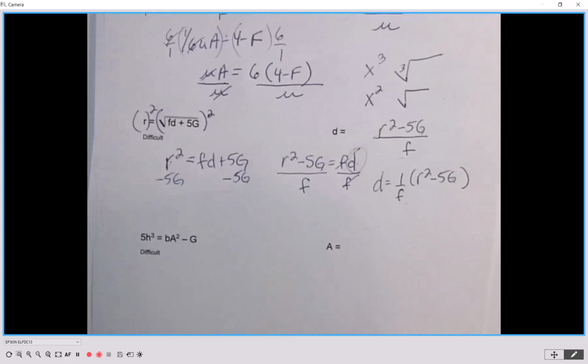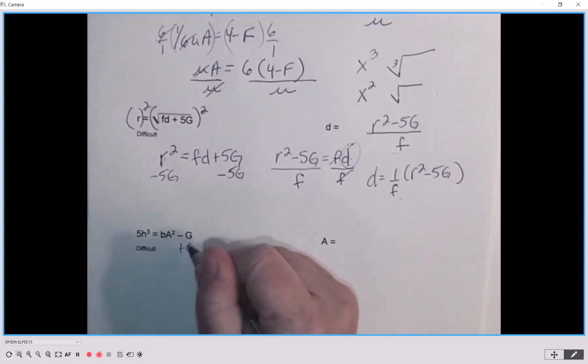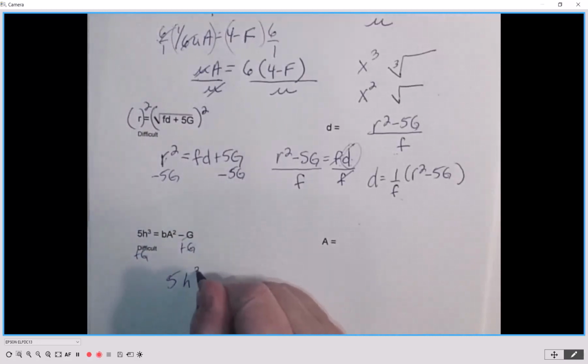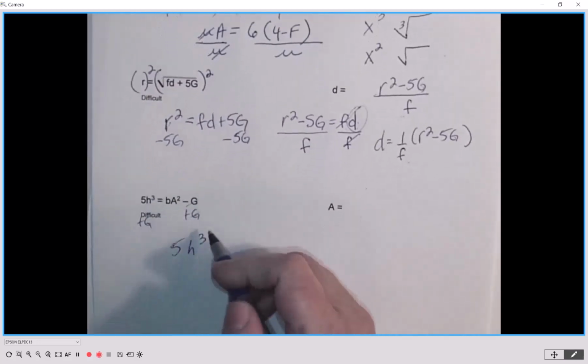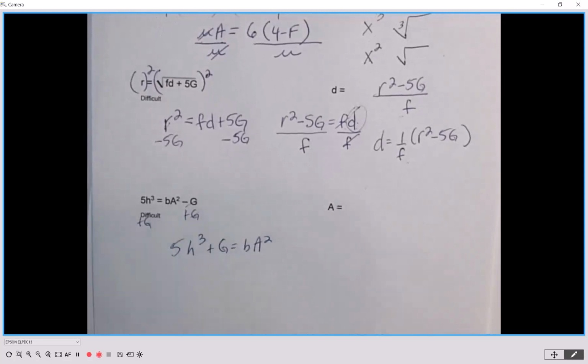All right, our very last one here. Let's take a look at this. What do I want to solve it for? The capital letter A. So let's take a look at the first thing. I want to add a positive g to both sides so I can get rid of it on this side. So it becomes 5h cubed plus g equals ba squared.